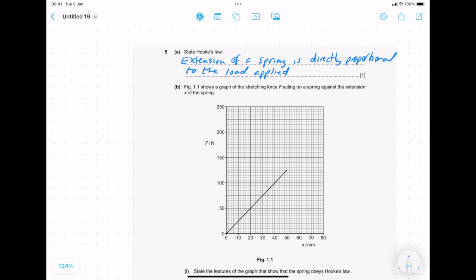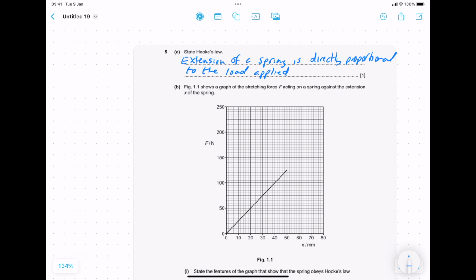So whatever load you add on, if you double the load, for example, from say 10 newtons to 20 newtons, the spring will stretch by a constant amount. So the spring may start at say 2 millimeters and then change to 4 millimeters, or maybe it starts at 5 millimeters and changes to 10. It's directly proportional. However, there is a caveat to that.